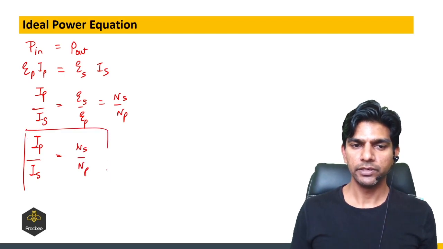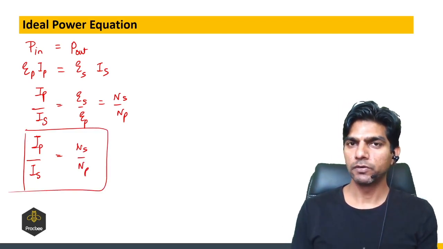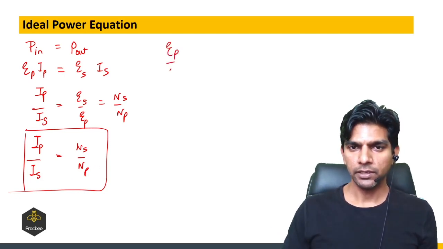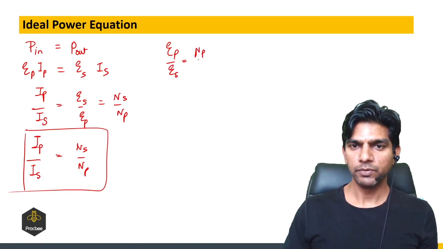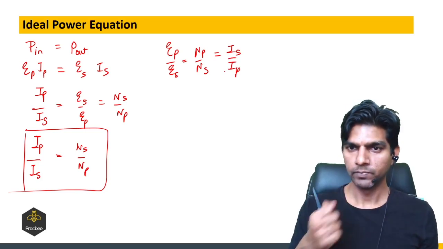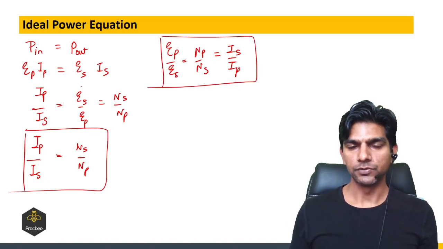So that you can remember, right? Here we have used 100% efficiency, so input power will be the same as the output power. So now we know EP by ES is equal to NP by NS, and it is equal to IS by IP. Got it? So that you have to remember for an ideal transformer.